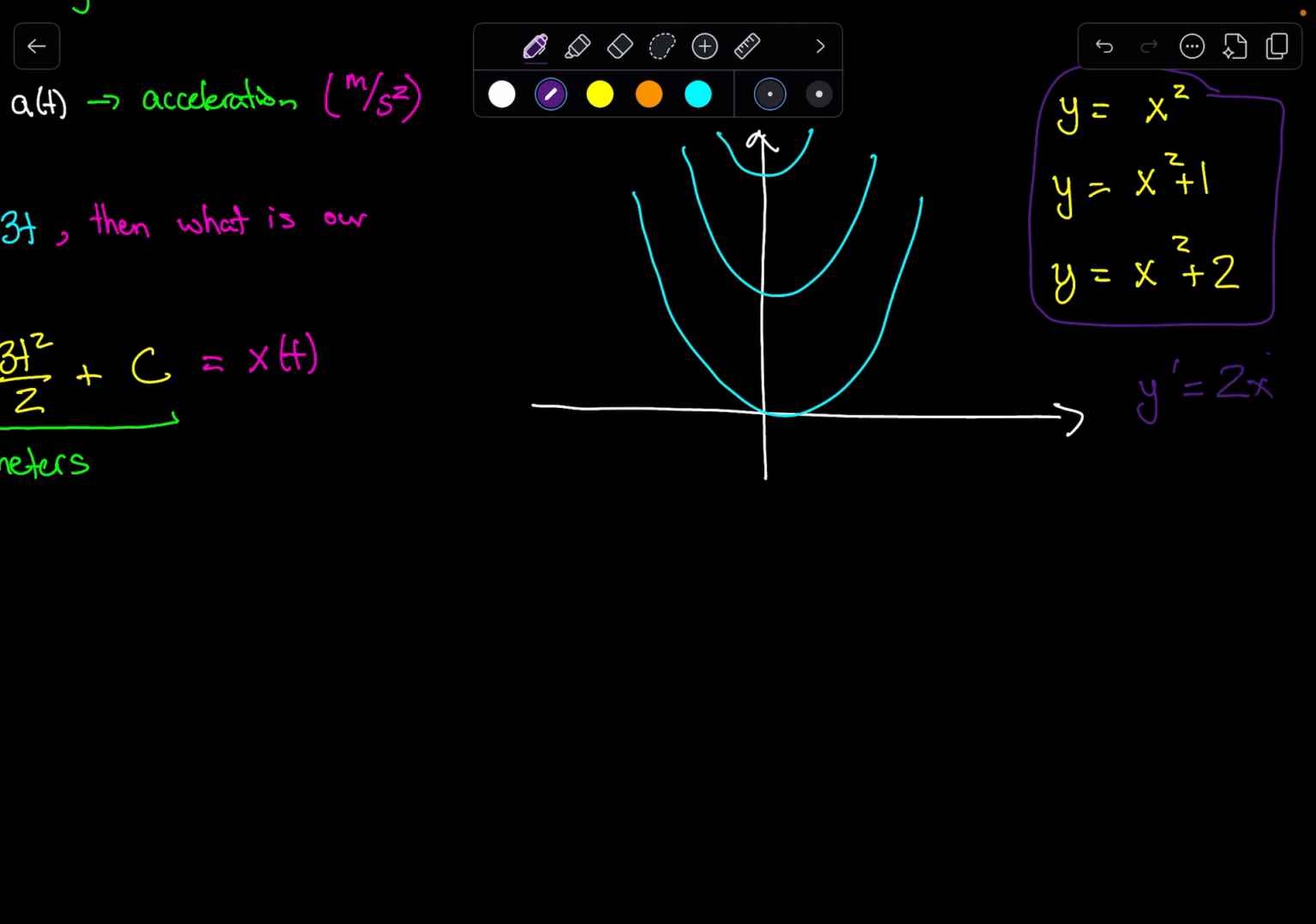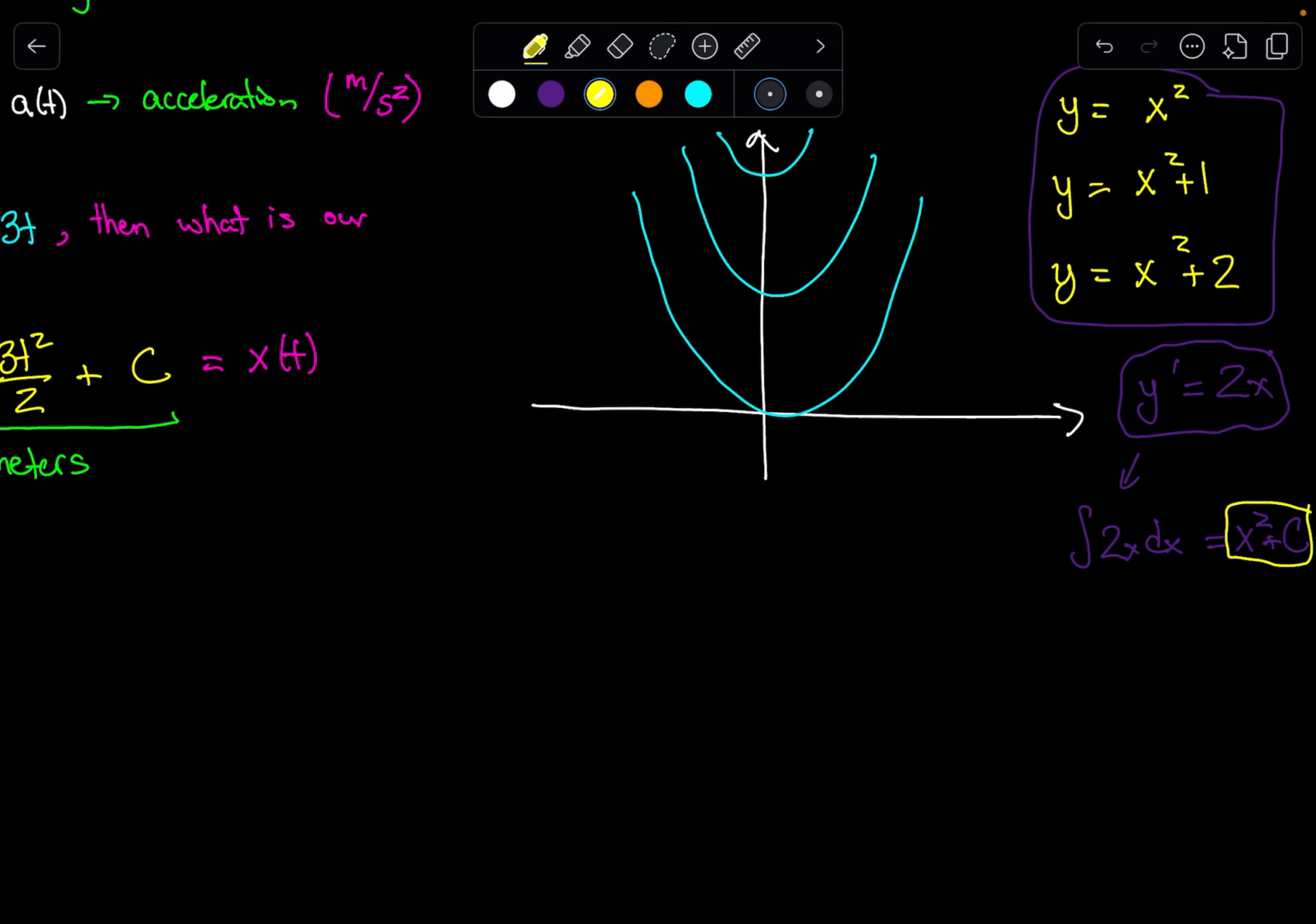And so if I were to take this and try to figure out what the integral of 2x is, we've covered this concept before, we're going to get x squared plus c. And the problem is I don't know what c is. I have no idea what c is. How do I figure out which of these three graphs I was really examining?